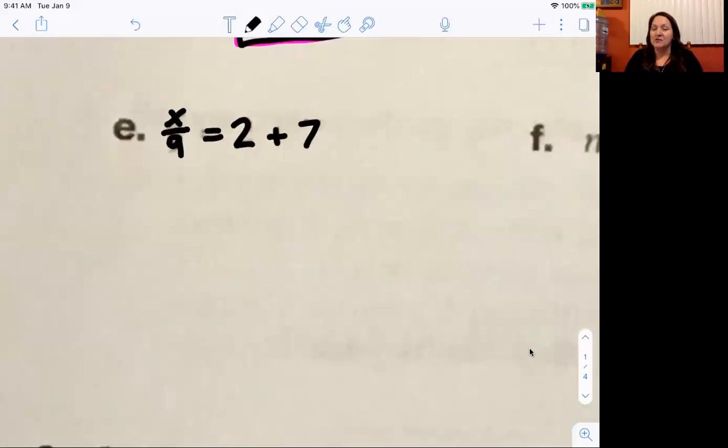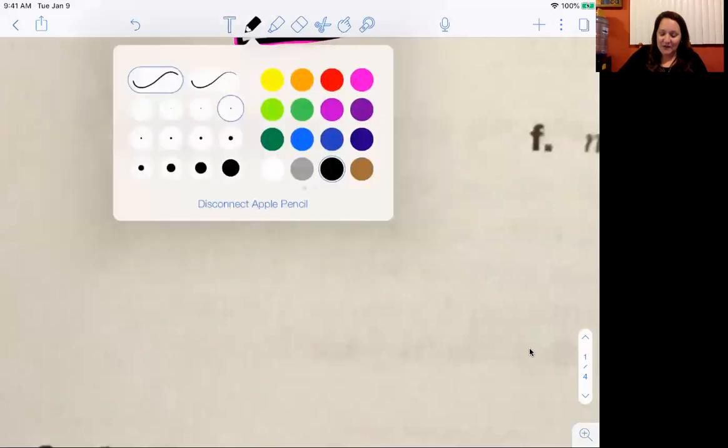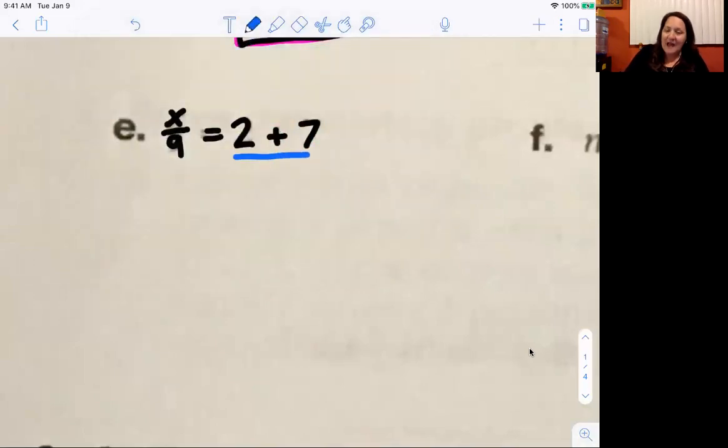If you want to challenge yourself now, you can press pause and try E, F, G, and H, or you can work with me. It's up to you. Here we go. So first thing we have to do, I have x divided by 9 equals 2 plus 7. What am I going to do first? If you said 2 plus 7, excellent job.